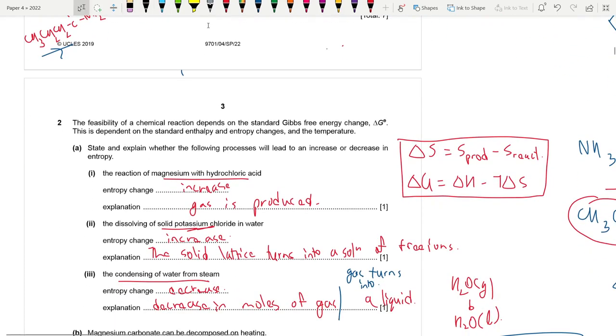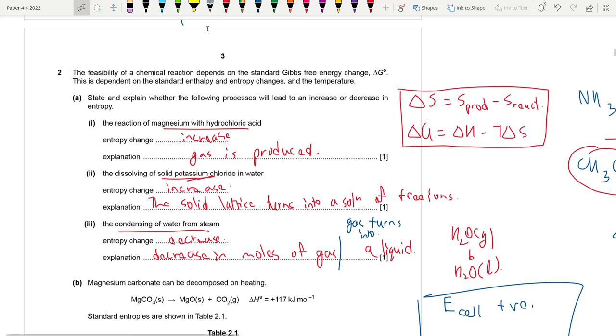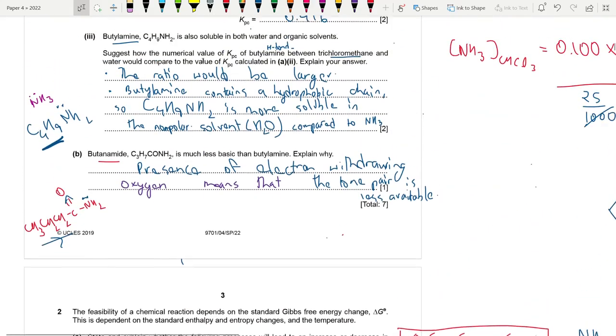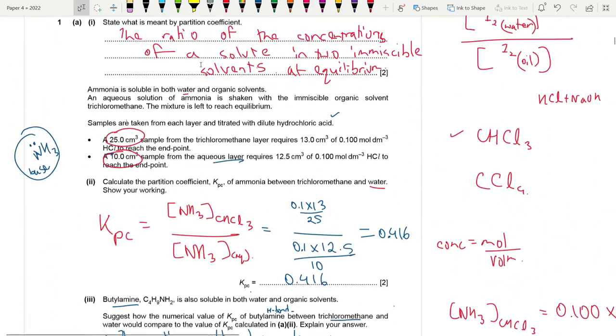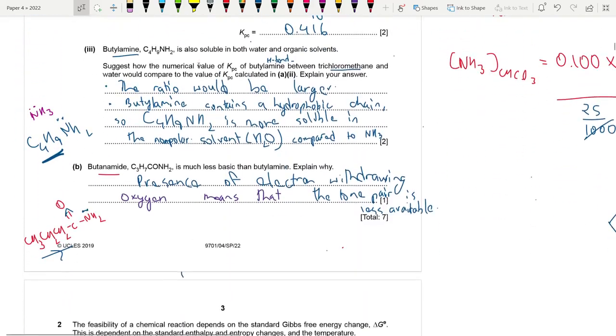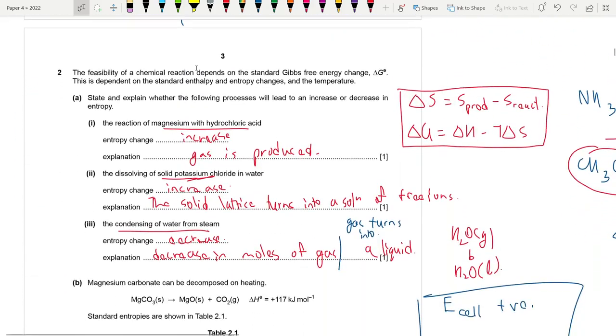Next, for number 2, we have entropy. So typically, how is the specimen paper made? If you guys want to know, they take some questions from previous years and just add a few new ones. Like this is from March Feb 19, but they just repeated a question. So this is also from previous year.